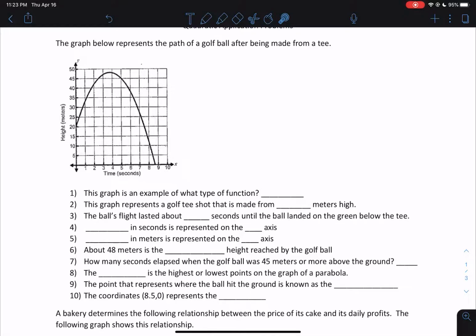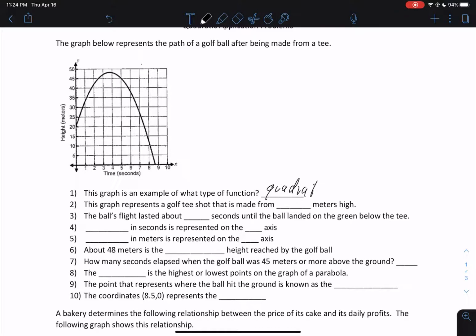The graph below represents the path of a golf ball after being hit from a tee. Basically, the ball starts here, so it didn't start all the way on the ground. So this is time zero. The ball climbs and then lands here, and this is the end of the flight path of the ball. Let's answer a couple of questions. This graph is an example of what type of function? It's a quadratic. Simple.